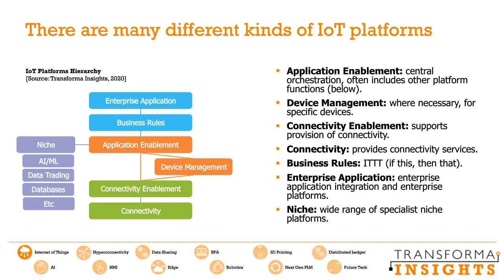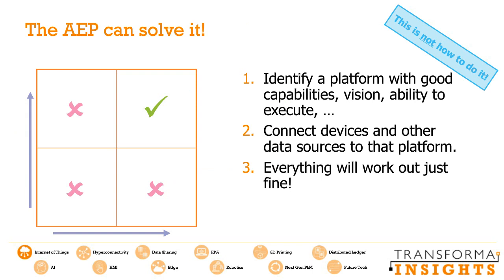So this is a fairly generic view of the type of platforms that there are out there to support IoT applications. The rest of this presentation principally applies to AEPs, application enablement platforms, but it's relevant to other platforms too. So a fairly generic approach to selecting a platform might be to look at a 2x2 and pick the guys in the top right-hand side. Identify the platform with good capabilities, vision, or ability to execute, or whatever those criteria are. Connect your devices into that platform and the various data sources, and it'll all work out just fine. And that is definitely not the way to do it.